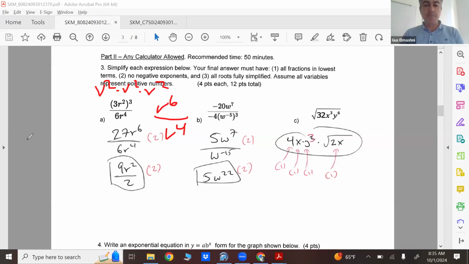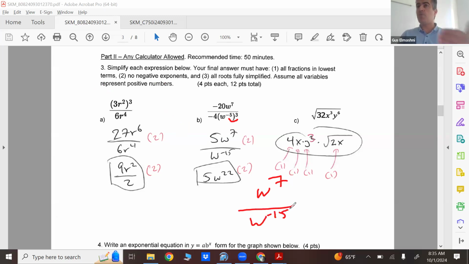Okay, next up. The bottom, you have -20w^7, -4w^-5 raised to the 3rd power. Now we know our properties of exponents. You're going to multiply these two together, right? That's w^-15. And we talked about this already. If you have 2 powers with the same base, how do you combine those exponents? You subtract them. You have a calculator. 7 minus -15 is 22. So you should have w^22, not w^8.